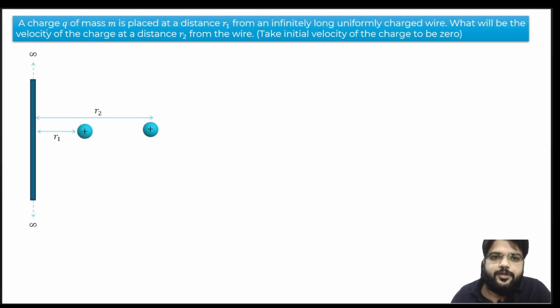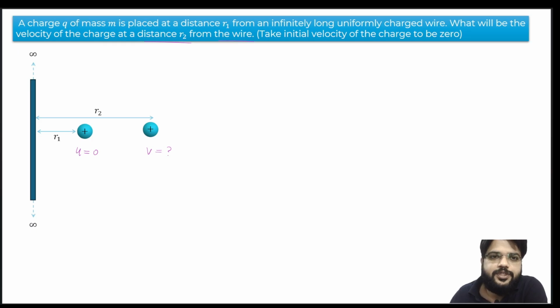Let's see this question everyone. A charge q of mass m is placed at a distance r1 from the infinite long uniformly charged wire. What will be the velocity of the charge at a distance r2 from the wire? Take initial velocity of the charge to be 0. So when it is at r1 distance, velocity is 0. This thing we need to consider. And we want velocity of this charged particle when it is at r2 distance. So here we want velocity at this position.